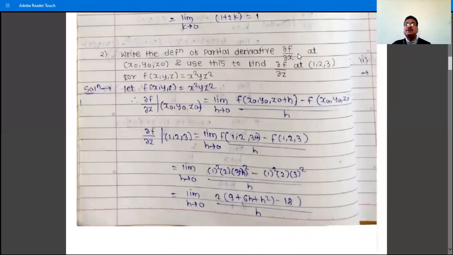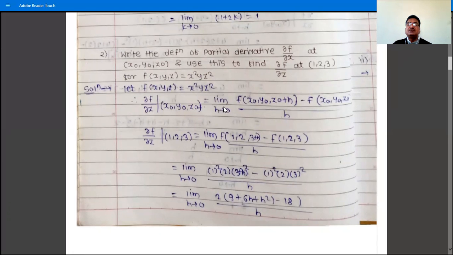Write the definition of partial derivative ∂f/∂x at (x naught, y naught, z naught), and use that to find the value of ∂f/∂z at (1, 2, 3). So this is the function. What is the definition of partial derivative with respect to z? First write the definition. Here ∂f/∂z at (x naught, y naught, z naught) is the limit as h tends to 0 of f of (x naught, y naught, z naught plus h) minus f of (x naught, y naught, z naught), divided by h.